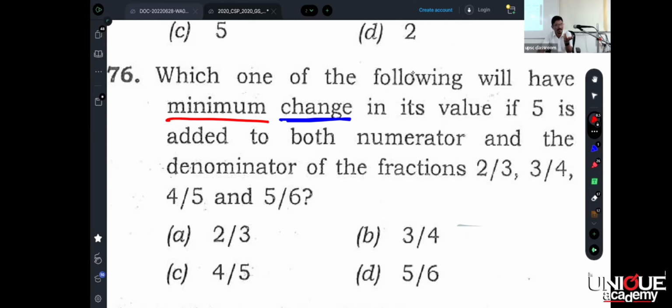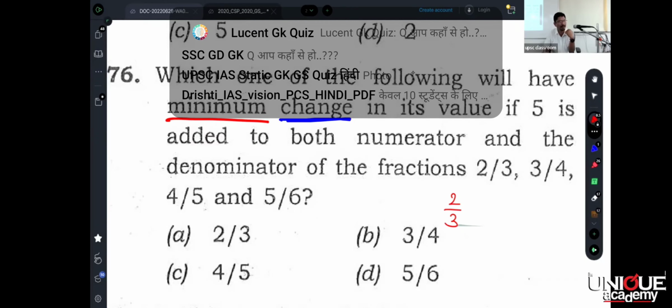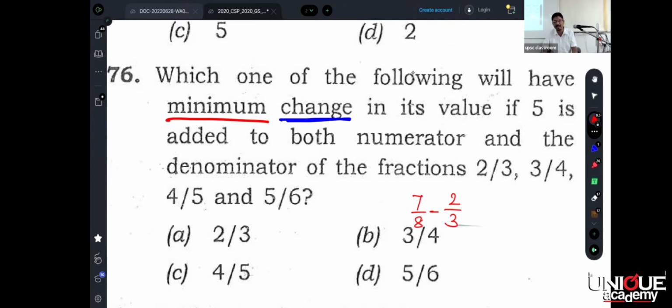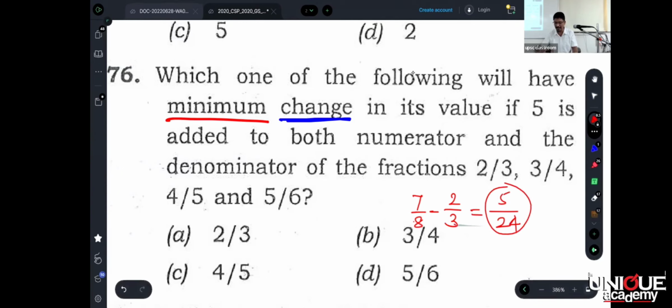The original first fraction is 2 upon 3. And the second one, by adding 5 in both numerator and denominator, will be 7 upon 8. So 7 upon 8 is obviously greater than 2 upon 3. Making denominators equal, 8 3s are 24. Now 3 7s are 21 and 8 2s are 16. 21 minus 16 gives you 5. So the difference between the first fraction and the fraction so formed is 5 by 24. Is it clear?